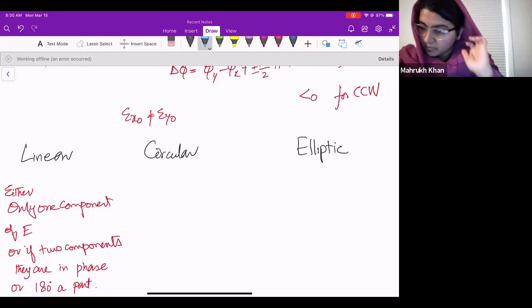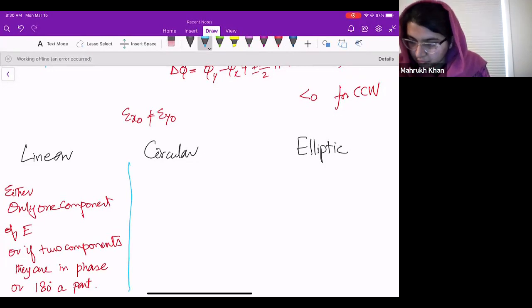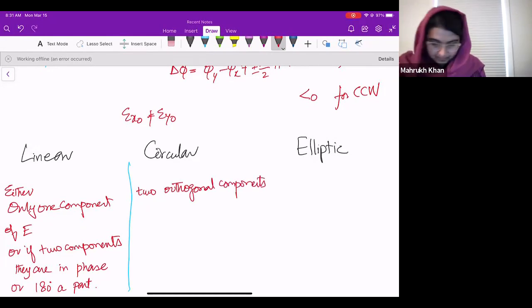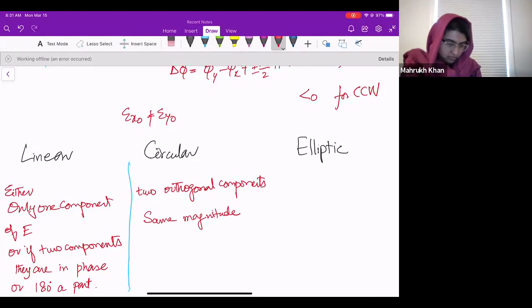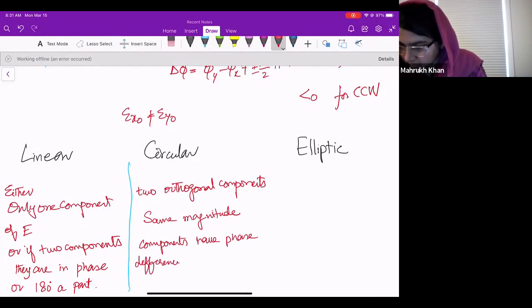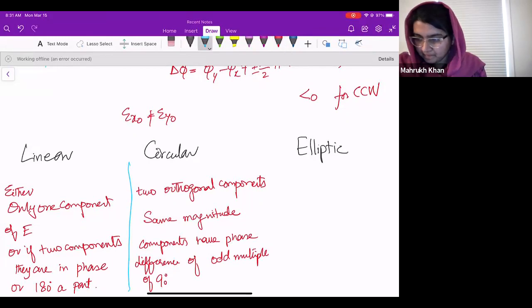In case of circular, there are two orthogonal components, the components have the same magnitudes, and the components have a phase difference of odd multiples of 90 degrees.